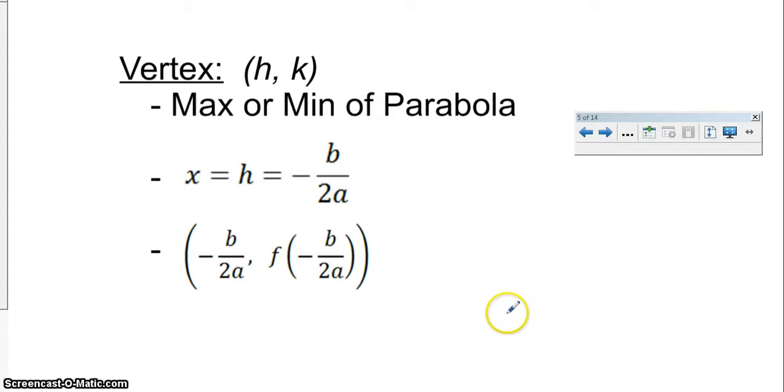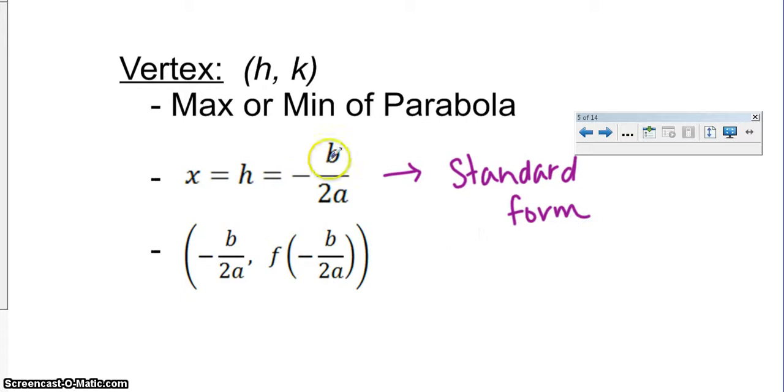We've talked a lot about vertex already, but just to reiterate, the vertex is the specific ordered pair (h, k). It tells you the maximum or minimum y value of a parabola. To find the vertex in standard form, take the opposite of b over 2a as your x or h coordinate, then plug it back into your function to find your y coordinate. All pretty basic stuff, which we've talked about.